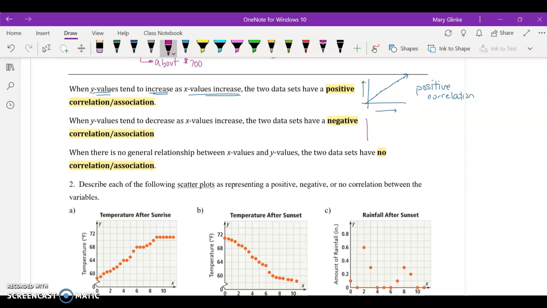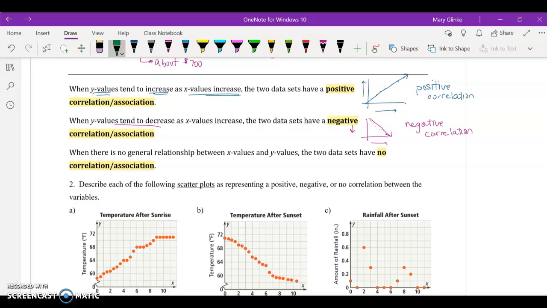Whereas this next one says the Y values decrease as the X values increase. So you start high and you go low. Your Y values are going down as your X values are going up. So this is a negative correlation. And again, think about slope. This would be a negative slope because your line is going down from left to right.